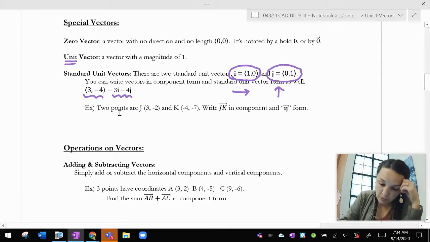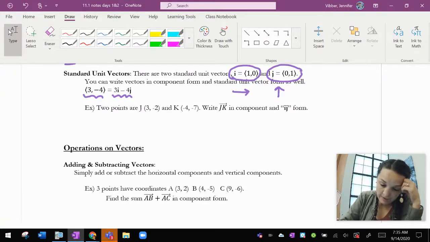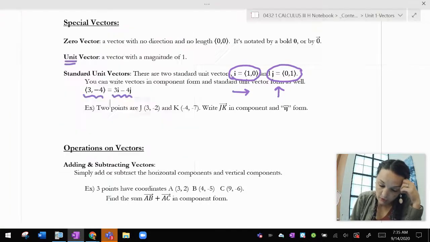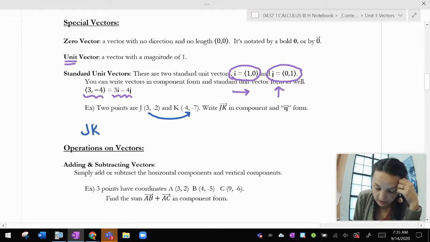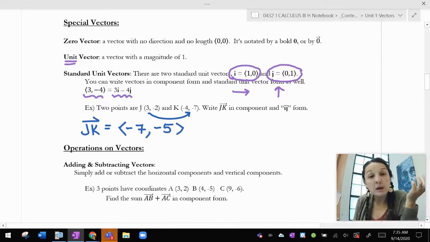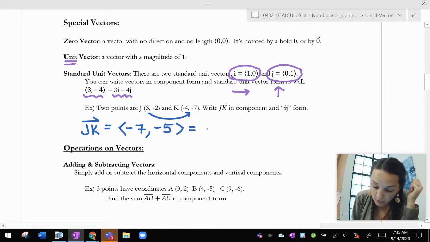So this says 2 points are J and K. Write JK in component form and in ij form. All right, well, if I want to get from J to K, JK the vector, x goes down 7, y goes down 5, so JK would be <-7, -5>. If I want to write that in ij form, I would say -7i minus 5j.